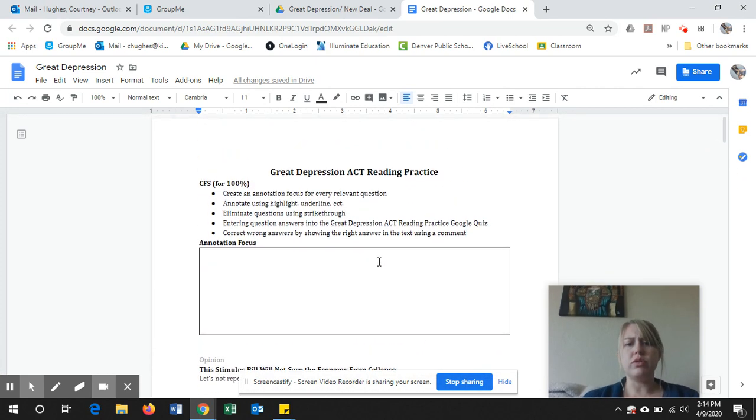I don't know if the Google form quiz tells you the right answer or not. So if someone could be really cool and let me know. Even if it does tell you what the right answer is, I still want you to do the correction where you're finding the right answer in the text and using a comment.